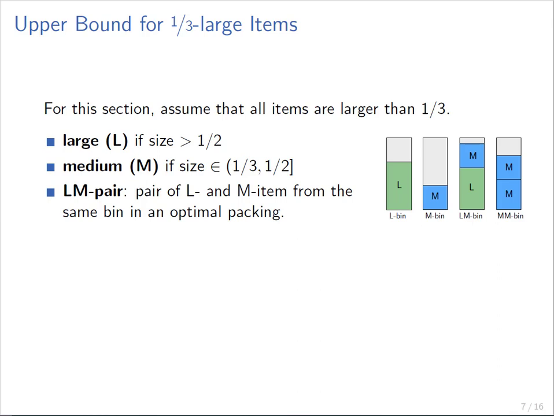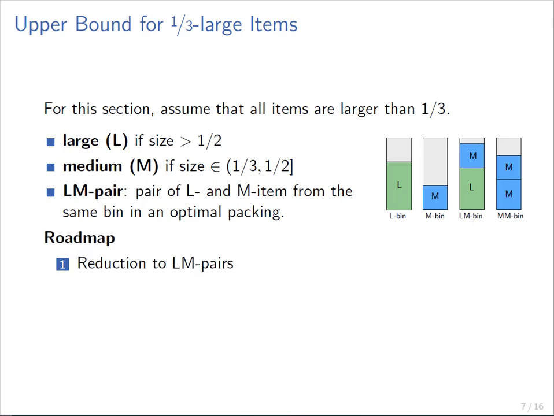And this implies that in the optimal packing of such an instance, we can have 4 different configurations of bins. So each bin can contain either a single item, L or M, or a combination of L and M, or M and M. And accordingly, we call these types of bins L bin, M bin, LM bin, and MM bin. We further define the notion of LM pairs, which are just pairs of L and M items which are packed into the same bin in an optimal packing.